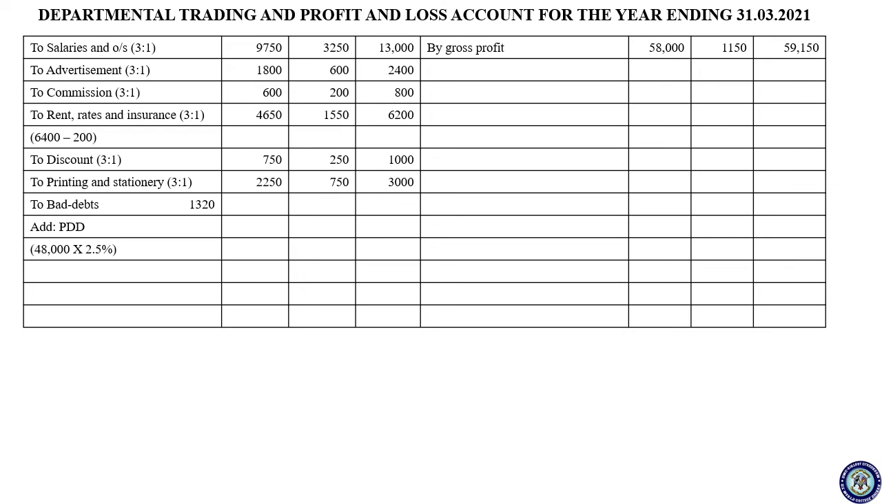That is 48,000 into 2.5%, so it comes to 1,200. There is no old provision; an old provision would be given in the trial balance. There is no old provision for doubtful debts or bad debts. So the total of this process is 2,520. If you apportion on the basis of 3:1, it comes to 1,890 and 630.